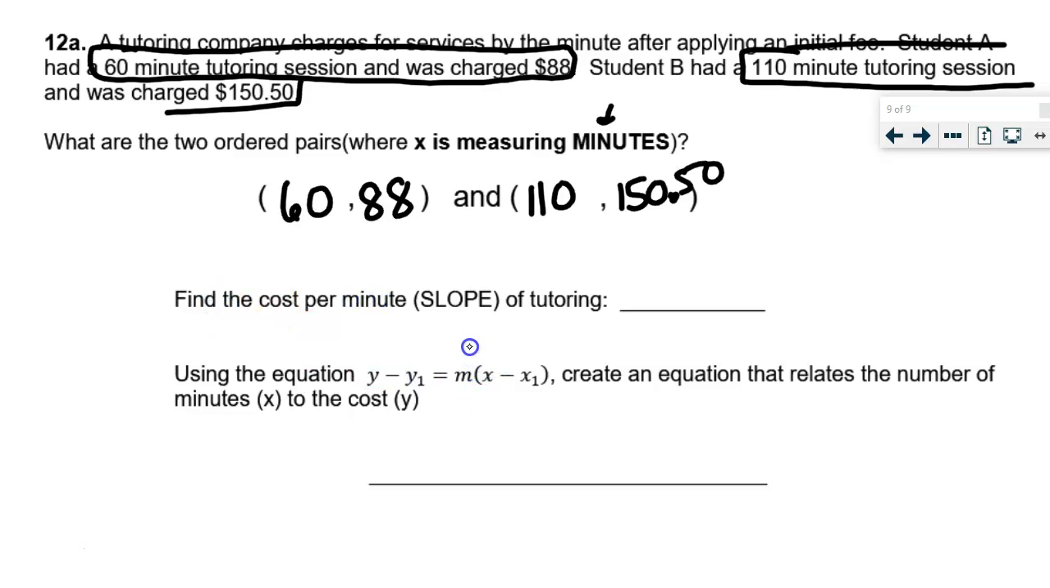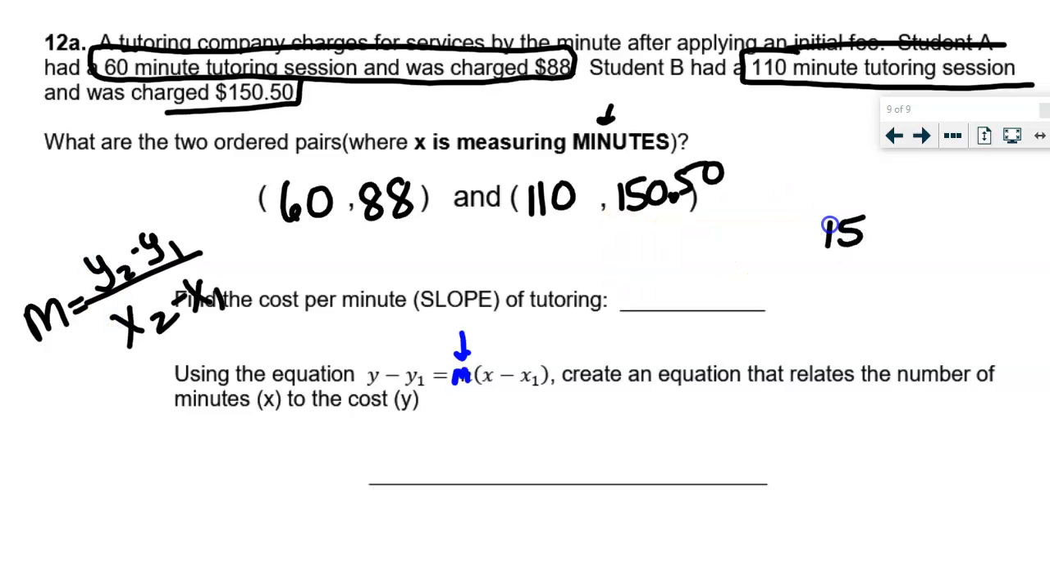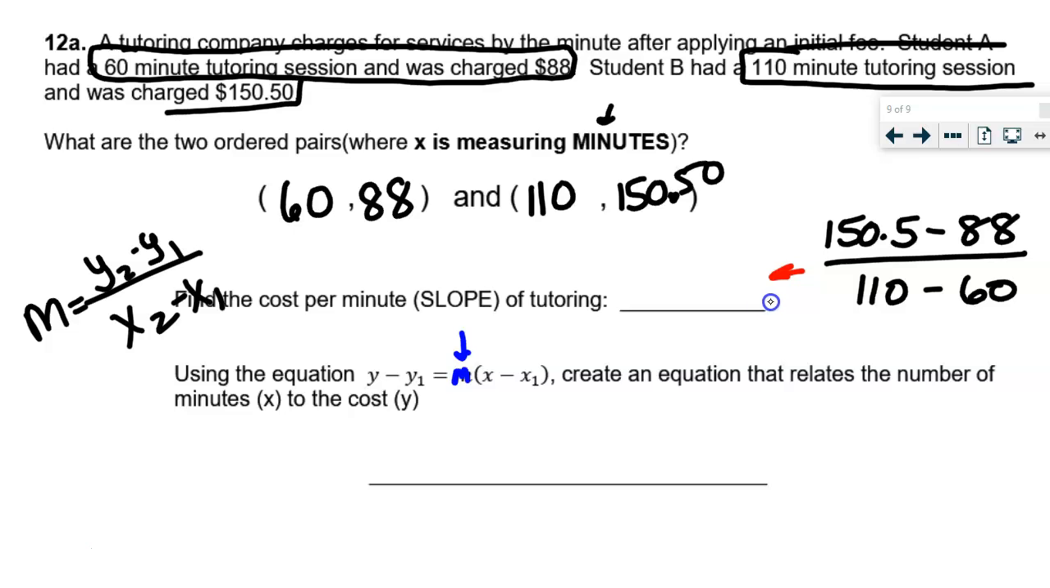You do have to know the slope formula, but remember, m is slope. So if you get in a jam, just solve for m in this equation, and then you'll figure out how to find slope. So slope is y2 minus y1 over x2 minus x1. So for us, that would be 150 minus 88 over 110 minus 60. So right here, I'm going to write that down, and so what does it come out to? $1.25 per minute. And I'm going to label that and everything. $1.25 per minute. Now they want you to use this equation, which will be given to you.